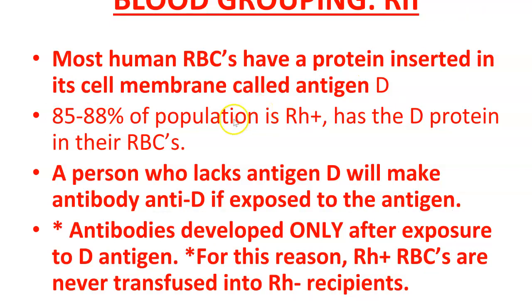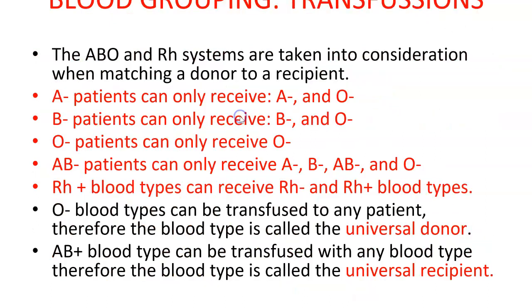So when we match blood, we not only match by the ABO system, but we also match by the Rh system. So an A negative patient can only receive A negative and O negative blood. A B negative patient can only receive B negative and O negative blood. An O negative patient can only receive O negative blood. An AB negative patient can only receive A negative, B negative, AB negative, and O negative blood.